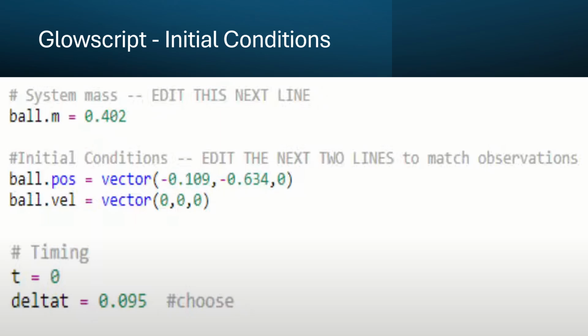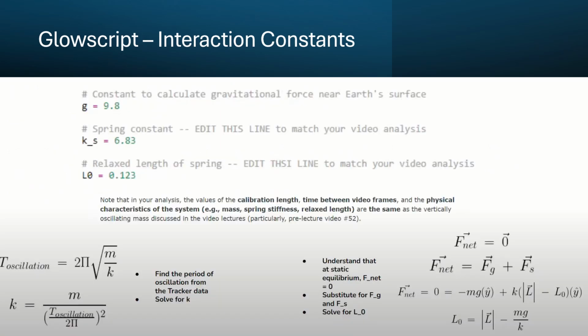These are the initial conditions for the GlowScript, and we took these conditions from the video before, such as the ball's mass and the position vector. On this slide we have the interaction constants, including gravity and the k for the spring. The spring constant can be derived from the oscillation period of our spring using the formulas below.